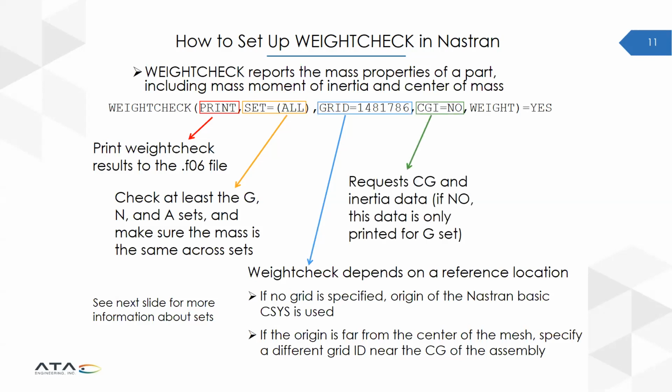CGI requests center of gravity and inertia. If you put no, it'll only print it for the G set. And then the last option is telling Nastran whether to output results in mass units or weight units. So it's good to be careful and make sure you know which one you picked, because then in the F06 file you'll know what you're looking at, mass or weight.